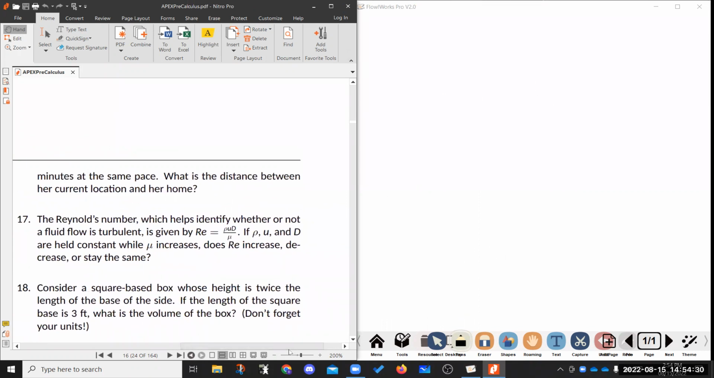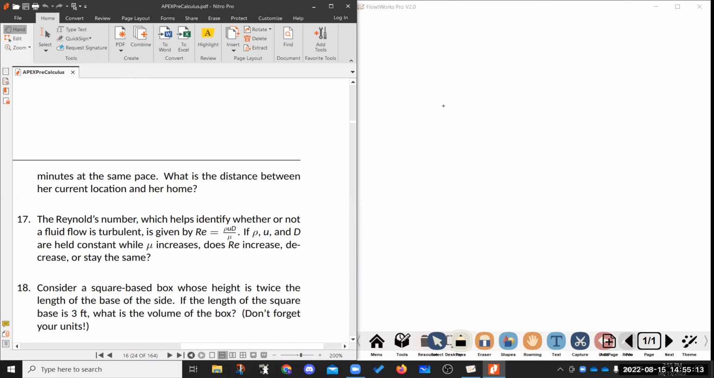The Reynolds number, which helps us identify whether or not a fluid flow is turbulent, is given by Re equal to rho U D over mu. If rho, U, and D, all those things in the numerator, are held constant while mu increases, does the Reynolds number increase, decrease, or stay the same?